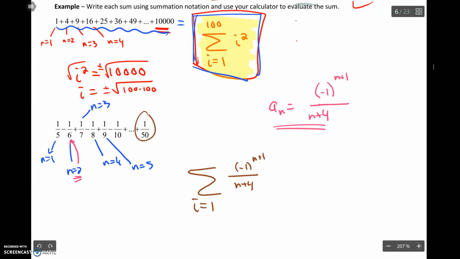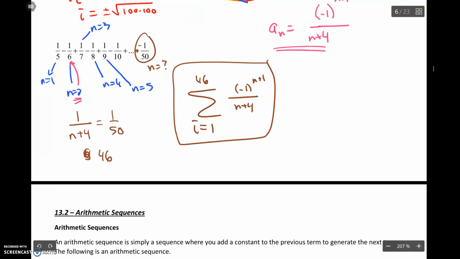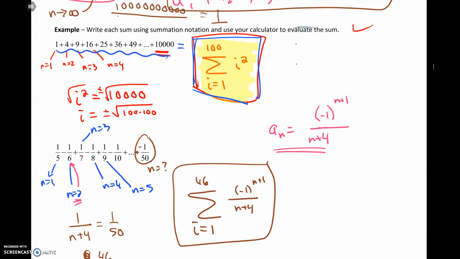I just need to figure out what the last term is. What is the n value that corresponds to that last term? Well, this is 1 over n plus 4 equals 1 over 50, right? I think this should technically be a negative 50. I think it was a typo. Whatever. So it looks like my n should be 56, sorry, 46. I put a 46 in there. On the bottom, I'm going to get 46 plus 4, which is 50. So there we go. Okay. All right. And that's it.